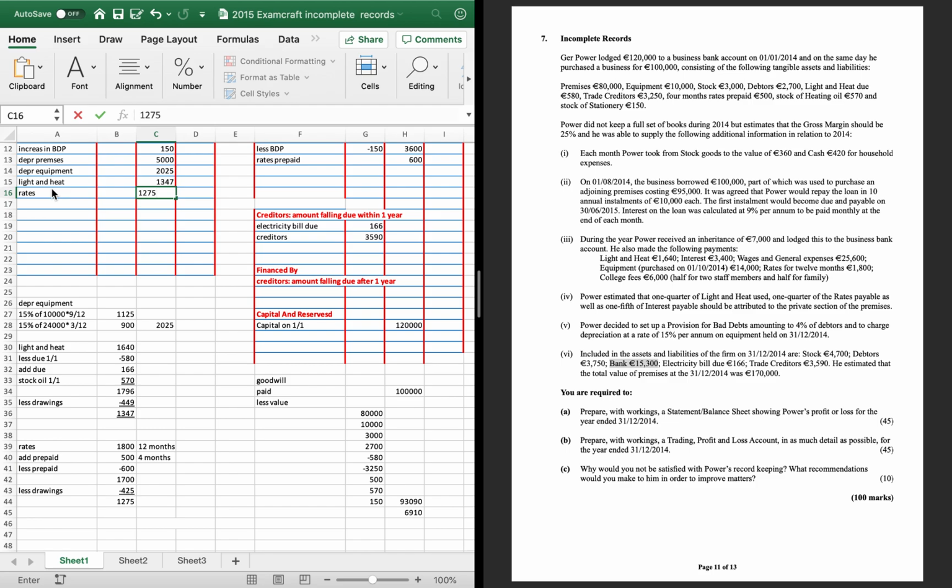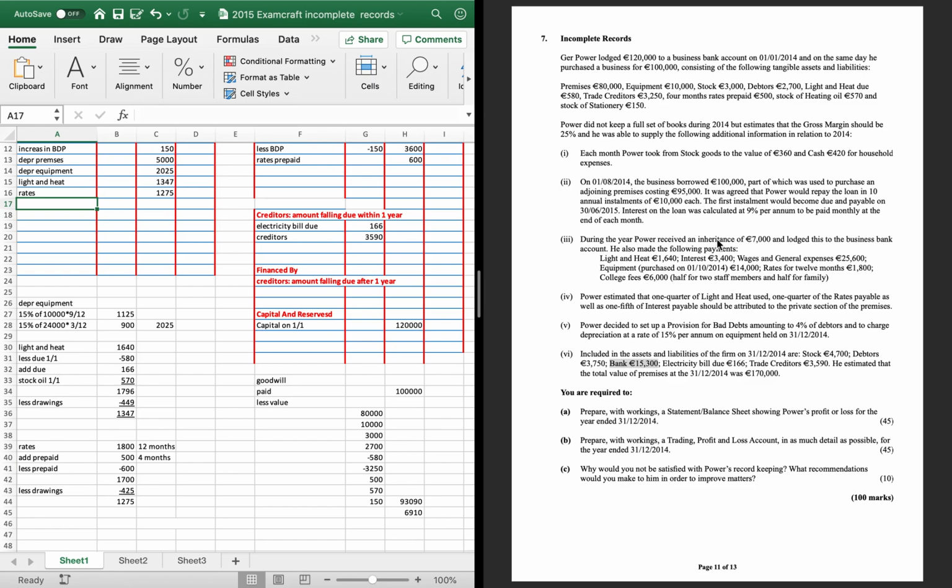Okay, so 1275 is your expense. Is that fair enough? That should be all right. We can move on then. So that's your rates done. Your stock of heating oil we've done. So stock of stationery is next.